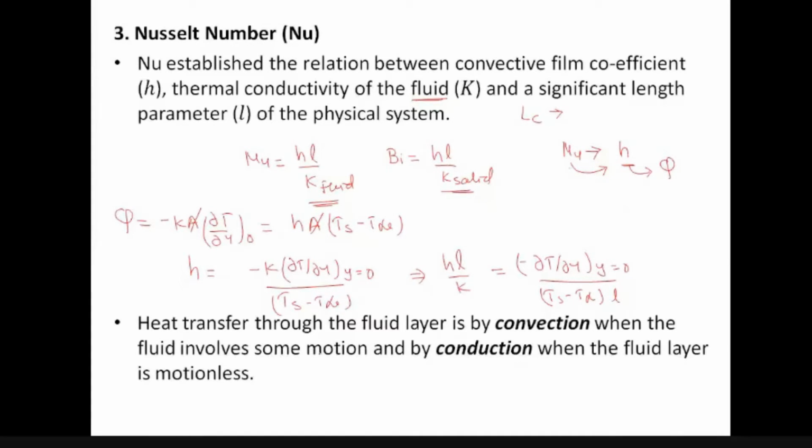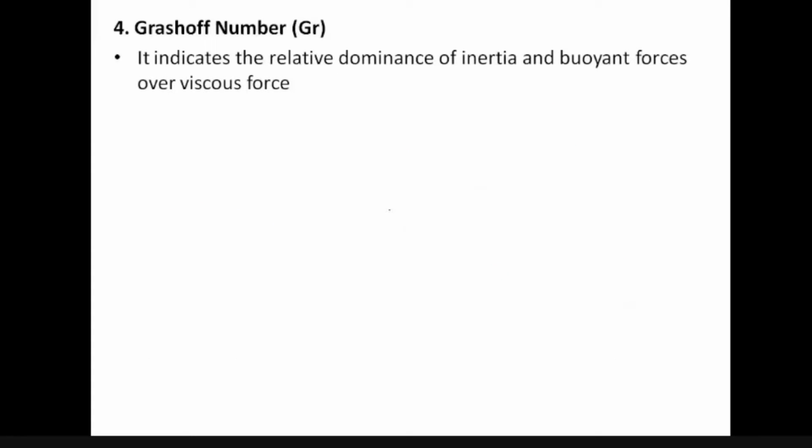So in other words, it is defined as convection. The heat transfer through a fluid layer is by convection when the fluid involves some motion, and by conduction when the fluid layer is motionless. It means at the basic level it is conduction, and here it is convection. Now we are moving towards the next number, that is the Grashof number.